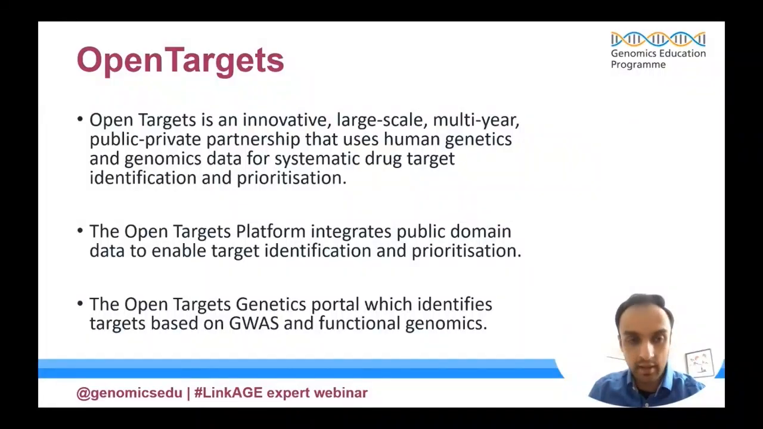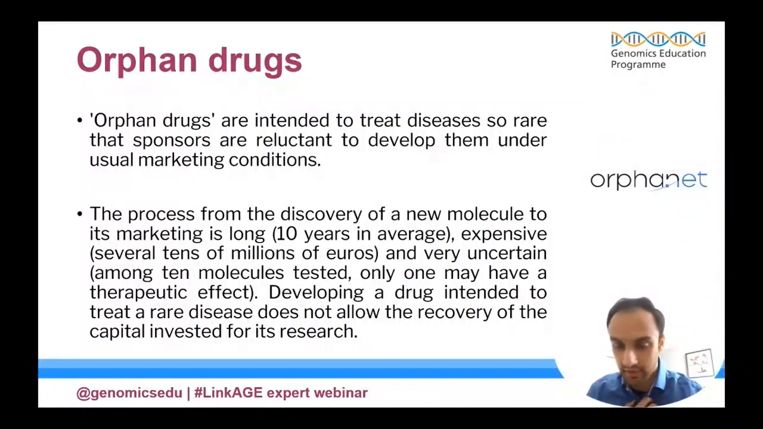The next part is orphan drugs. Now, orphan drugs are intended to treat diseases so rare that sponsors are reluctant to develop them under usual marketing conditions because the R&D costs just can't be recuperated by making these drugs for these diseases.